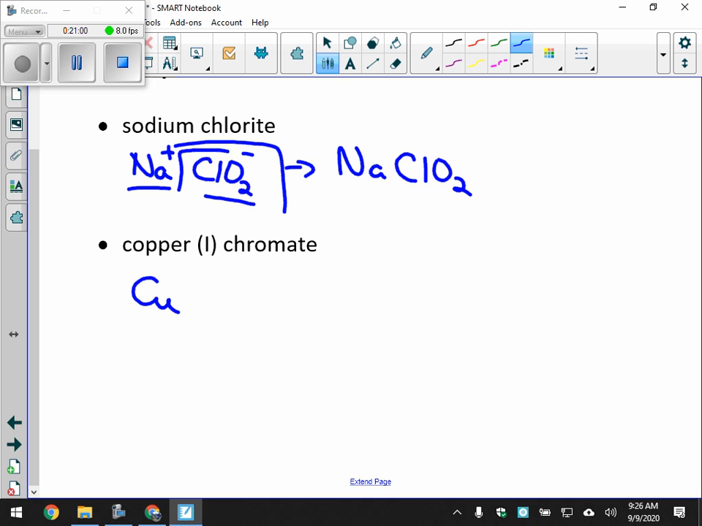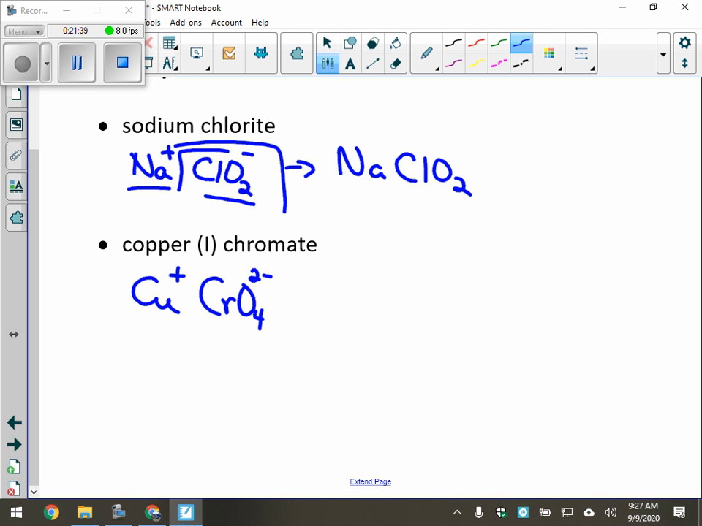Now, copper, and they're telling you that you're going to use copper 1. Copper has more than 1 charge again. Yes. And chromate, again, you want to look for probably C's for the most part. Once you find it, somewhere there you'll see CrO4, 2 minus, like that, okay? And again, we need to swap and drop.